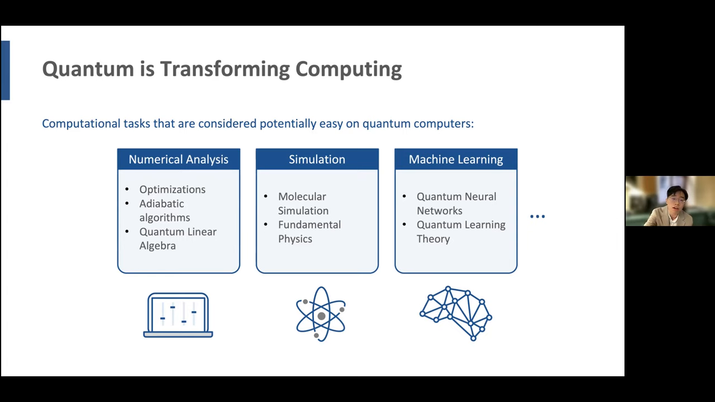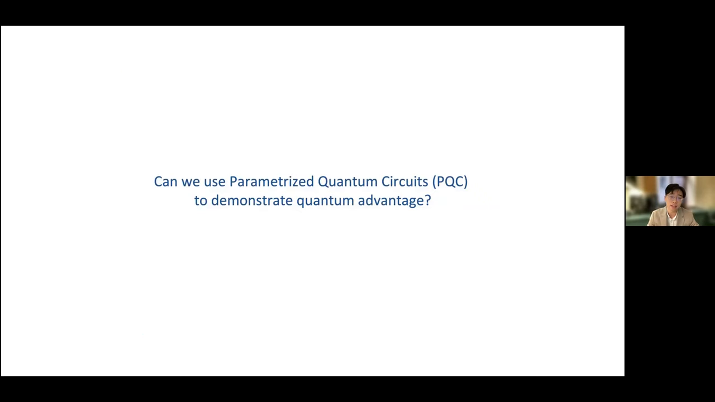And the hope is that with the tool of parameterized quantum circuits, we can either theoretically or empirically show that quantum computers can perform some computational tasks that are potentially intractable on conventional digital computers. This is the notion of quantum advantage. But the key question I want to ask is, can parameterized quantum circuits bring you this type of quantum advantage? In particular, can we show empirically this is possible?